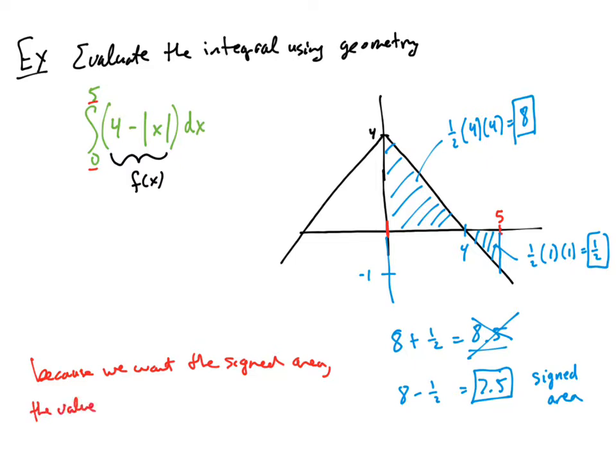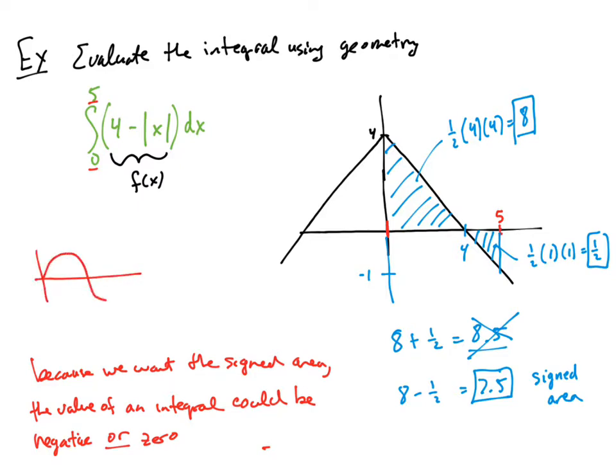The value of an integral could be negative, right? It could be negative if the area below the x-axis is bigger than the area above the x-axis, or it could be 0. And it's going to be 0 if the area above the x-axis and below the x-axis is equal, or those areas are equal. Think of how a sine function looks. If we look at a sine function from 0 to 2 pi, well, if we were to take the integral of sine of x dx from 0 to 2 pi, that's going to equal 0 because the area above the x-axis and the area below the x-axis are equal.